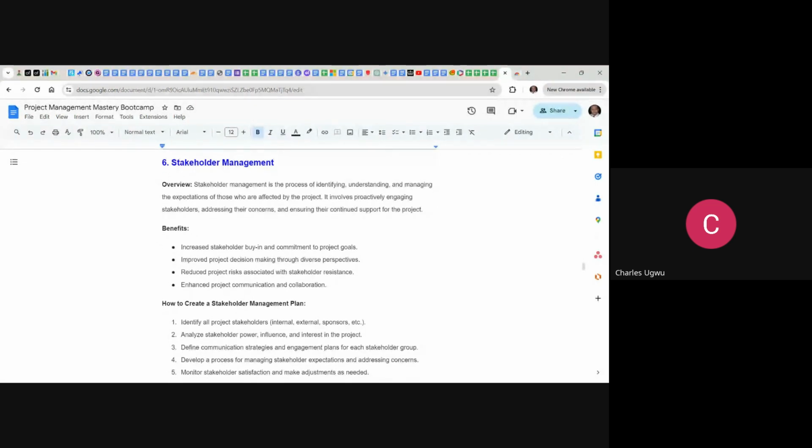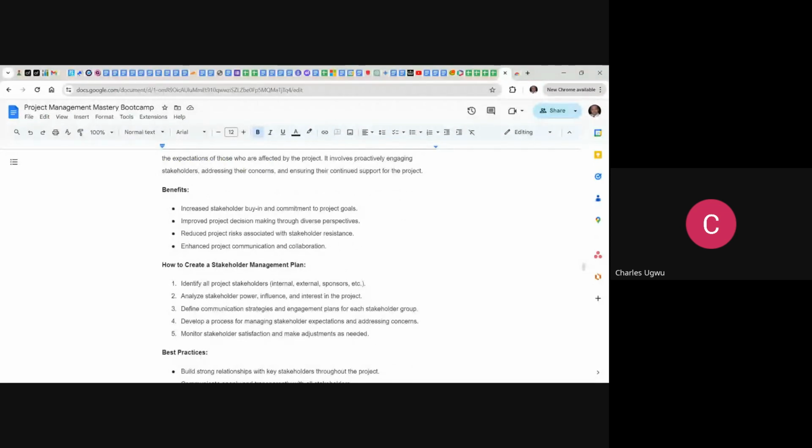Stakeholder management is the process of identifying, understanding, and managing the expectations of those who are affected in the project. It involves proactively engaging stakeholders, addressing their needs and their concerns, and ensuring their continued support for the project. So it's very clear, it explains everything clearly. I don't need to dwell on explaining this very much.